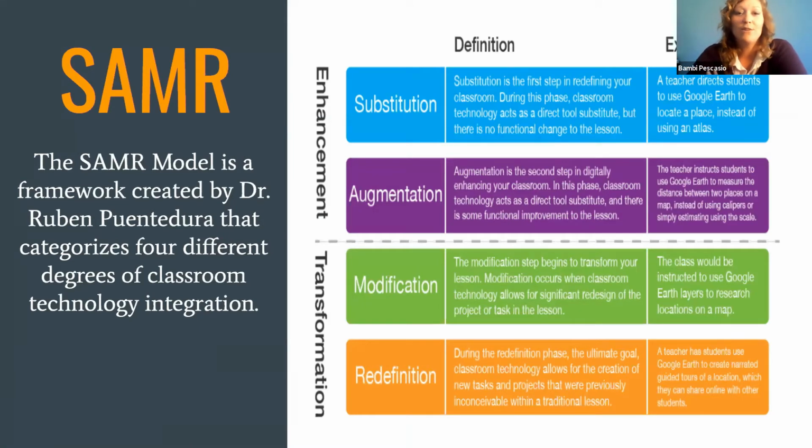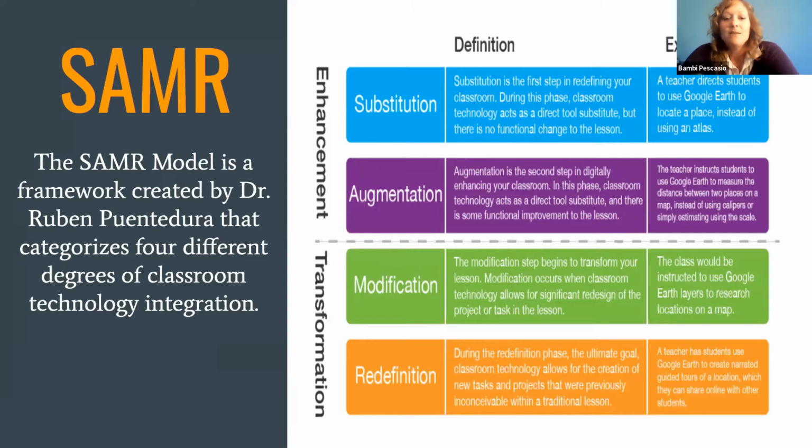So the SAMR model, and I put this on here as a reference for you because I don't know what kind of learner you are, but I need to see an example. What does that look like in the real world? And so we have substitution, augmentation, modification, and redefinition. The one thing that's most important is you're not going to be in any one of these at all times. The goal is to get into the modification and the redefinition when you're using technology, but you're not always going to be there.